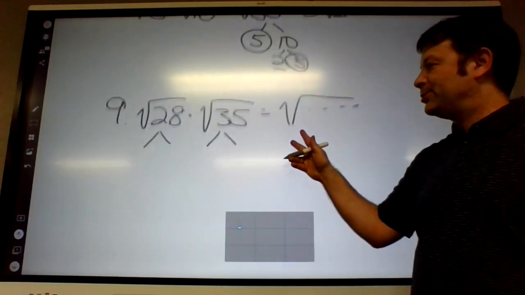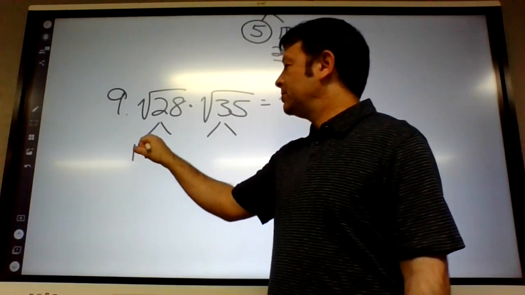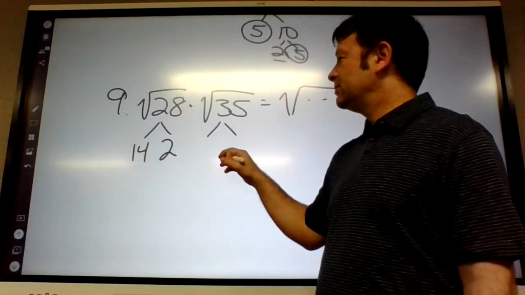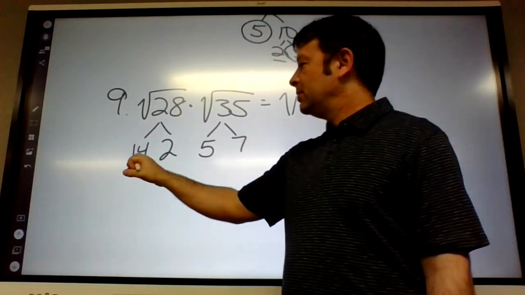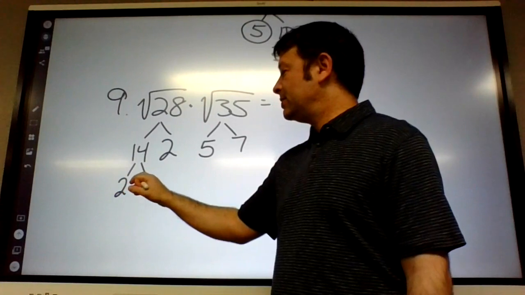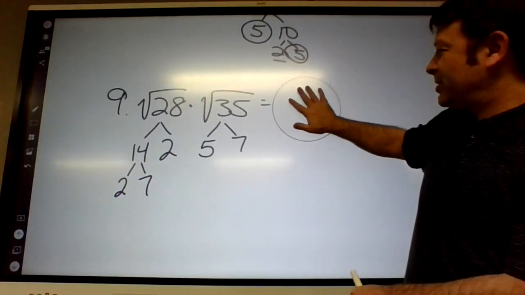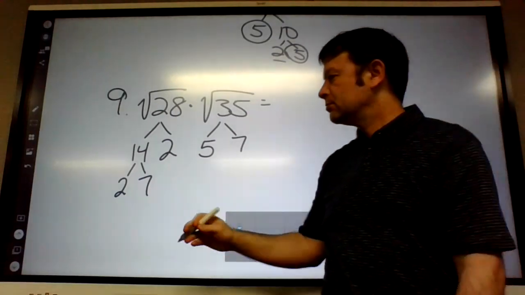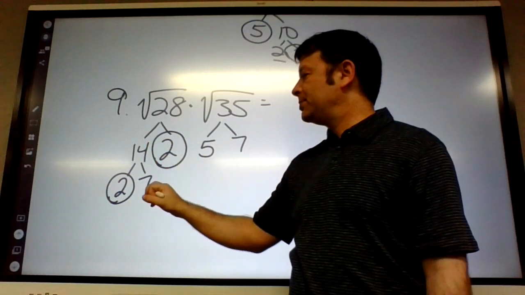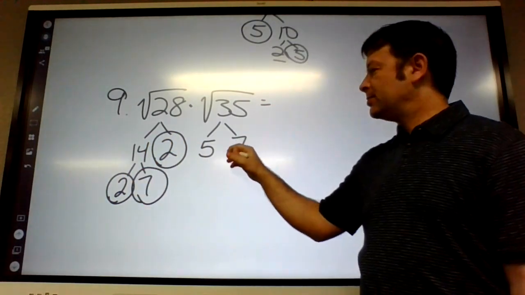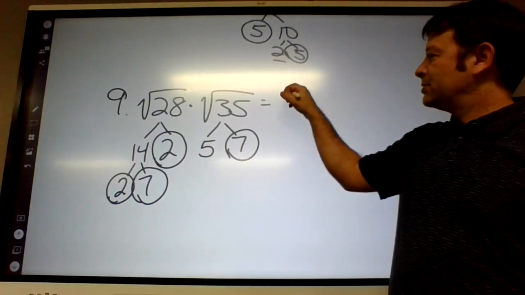Anyway, Brian, what goes into 28? 14 and 2. 14 and 2, 35, 5 and 7. And then 14 is also 2 and 7. So Brian, do you know what's going to come out on this one? Okay, the doubles. So there's a double 2 and a double 7. So that means 2 times 7 is going to come out. So that is 14.